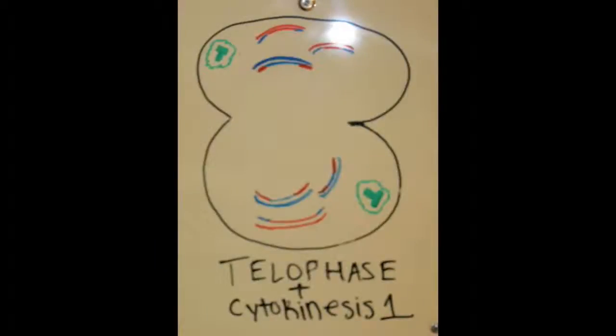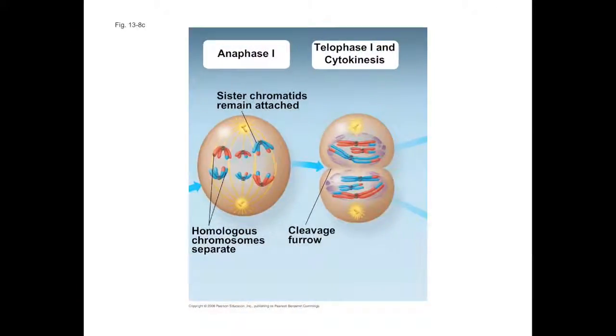In telophase 1, each side of the cell has a complete haploid set of replicated chromosomes. These chromosomes are genetically diverse due to crossing over. Cytokinesis occurs, creating two separate haploid cells with replicated chromosomes.